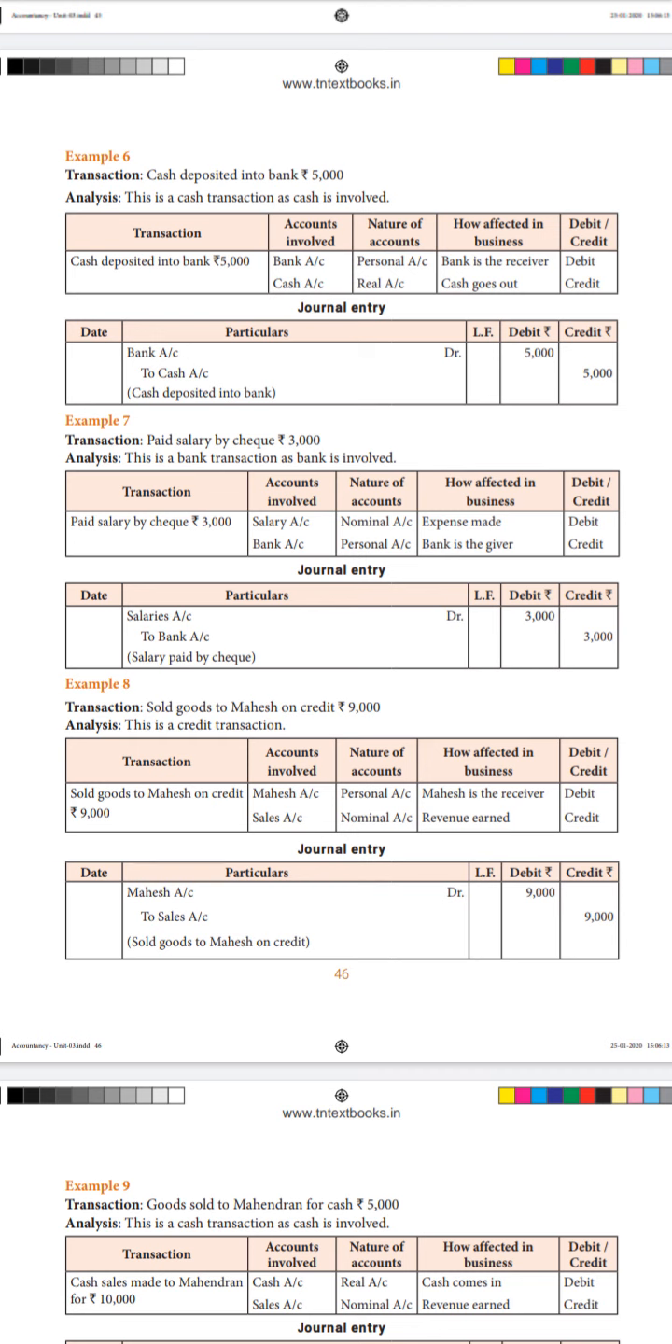Whenever we have income, as per nominal rule, we have to credit all the incomes and gains. So here sales account should be credited. The entry should be Mahesh account debtor to sales account. Narration will be sold goods to Mahesh on credit, and write the amounts in the debit and the credit column.